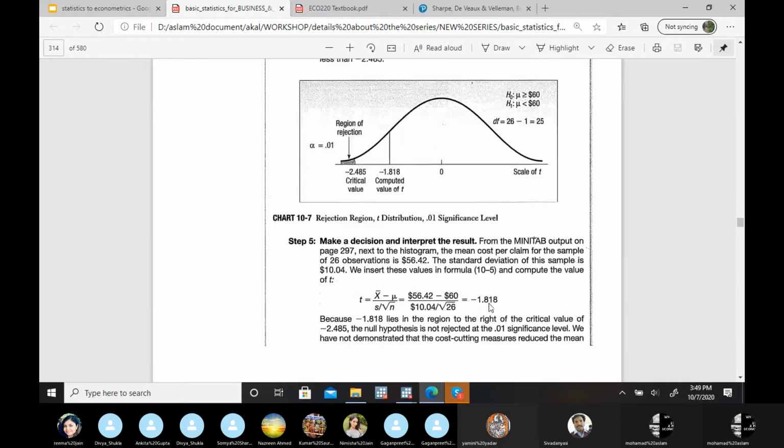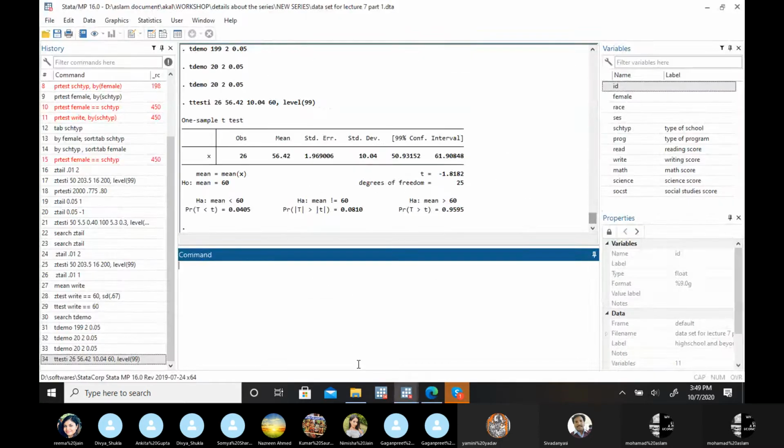So what we need in this particular case, in the confidence interval approach, if you see, this 60 is lying in this particular range. So we'll accept the null hypothesis, right? If you see the p-value approach, this 0.04 is greater than 0.01, that's our level of significance. So again, we have to accept the null hypothesis.